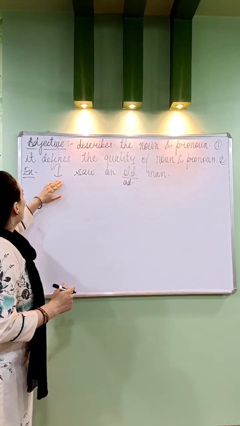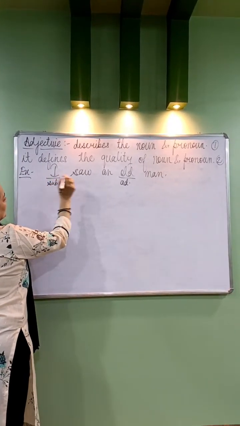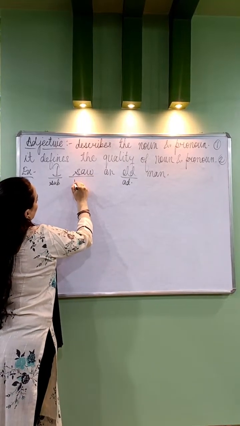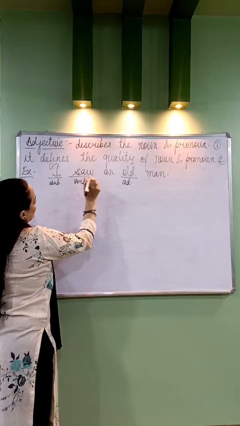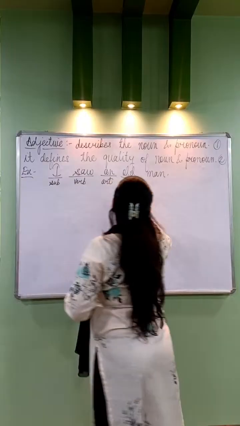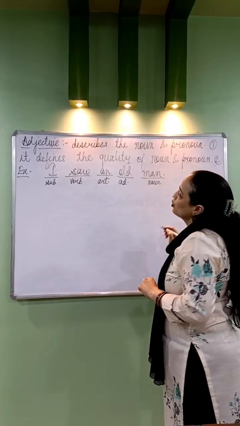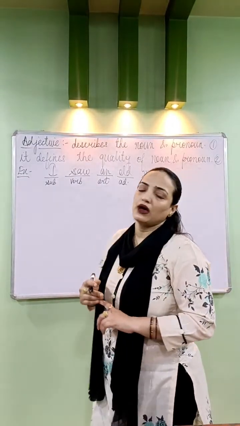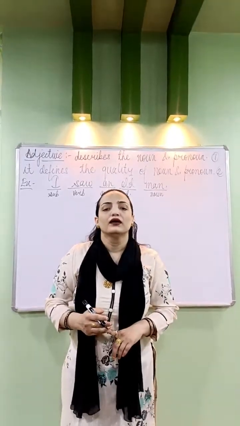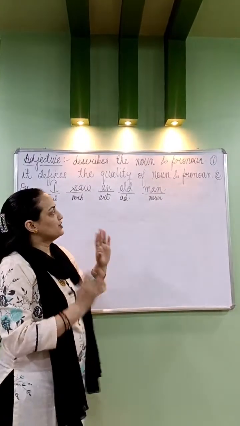I is the subject here. Saw is the verb. An is an article. Old is the adjective, and man is the noun. So, describing words are called adjectives. It defines the quality of noun and pronoun. That's all about the definition of adjective.